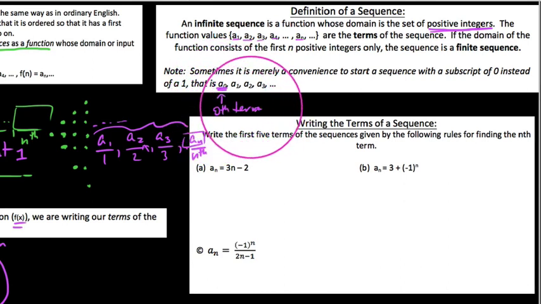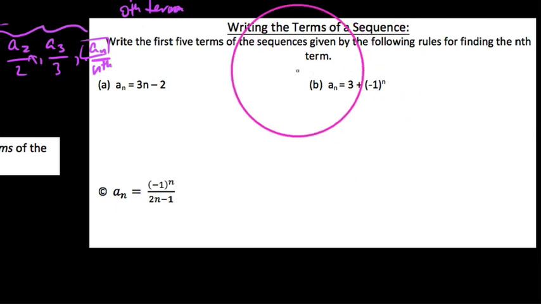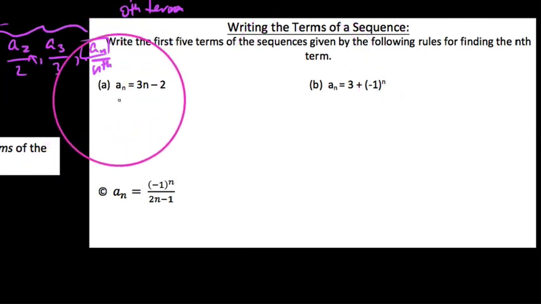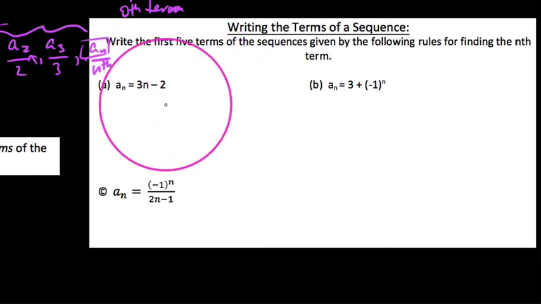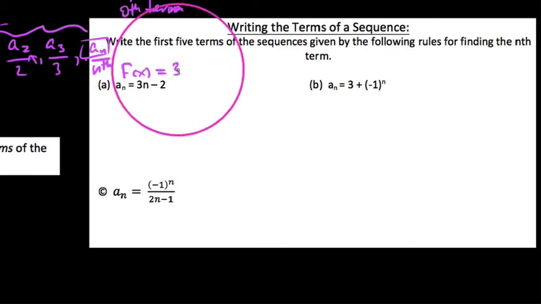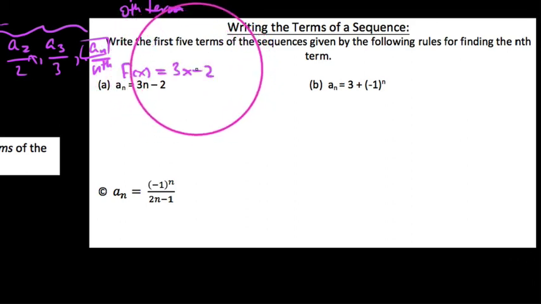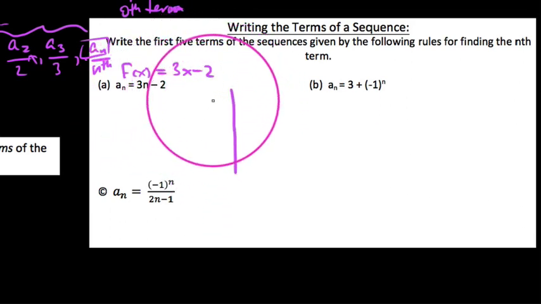Anyways, we're going to look really quickly at how you would write out some terms of a sequence given the rule. Write the first 5 terms of the sequences given by the following rules for finding the nth term. The important thing I want to point out is this. In this first case, a sub n is equal to 3n minus 2. In any other problem we would treat this like a function, but a function has a domain of all real numbers, whereas a sequence only has a first term and onward.